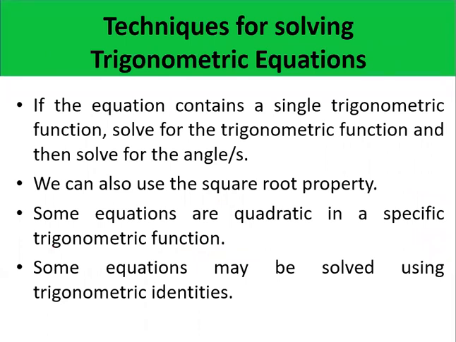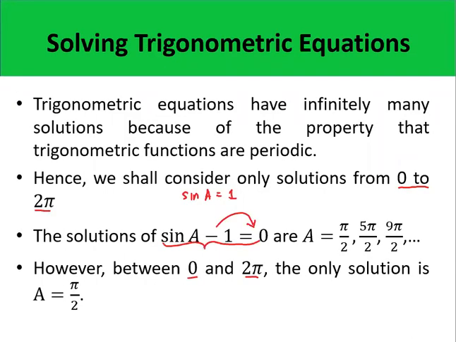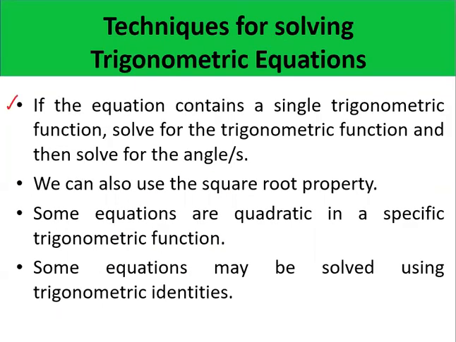Now, there are several techniques in solving for trigonometric equations. So the first technique is whenever the trigonometric equation contains a single trigonometric function. An example of this is the equation in the previous slide. Sine A minus 1 equals 0 is an equation involving only a single trigonometric function, which is in this case sine A. So if the trigonometric equation has a single trigonometric function, we separate that trigonometric function and the rest at the other side of the equation, and we find the values of the angles.